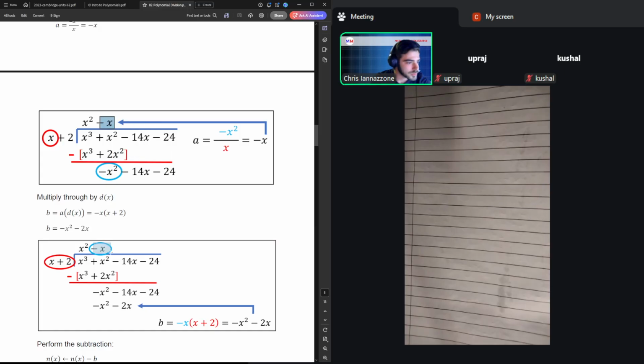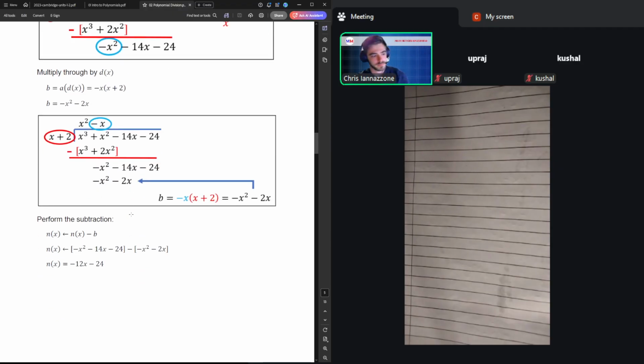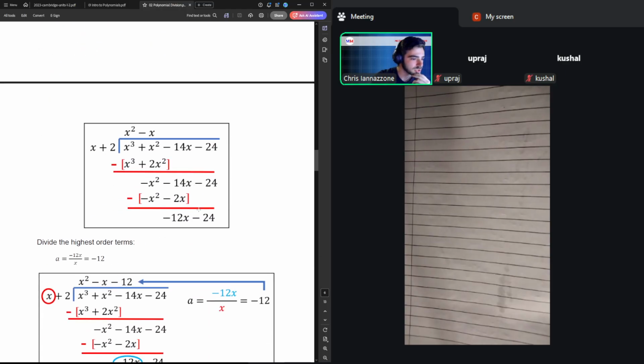Then, once again, you grab whatever the result was. In this case, it was negative x. Multiply it through the entire denominator, and put the result down here. So negative x multiplied by x plus 2, that's this bit here. Negative x times x, negative x squared, negative x times 2, negative 2x. Just sort of chucking it down here, again keeping these lined up. Last in the list is to do the subtraction.